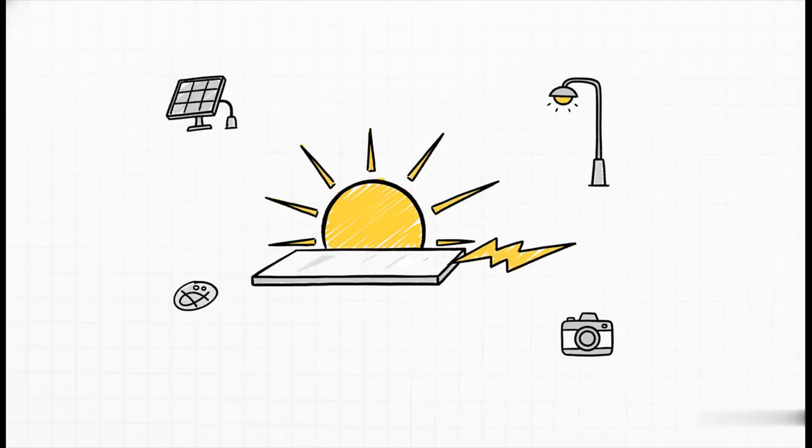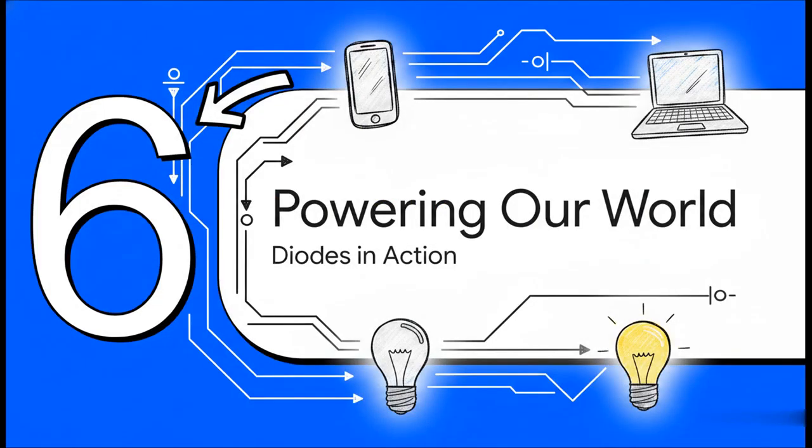But wait, if an LED turns electricity into light, could we do the exact reverse? Absolutely. That's the photodiode. Instead of emitting light, the photodiode detects it. When light hits it, it converts that light energy directly into an electrical signal. This is the exact technology powering solar cells and those automatic streetlights that magically know when the sun has gone down.